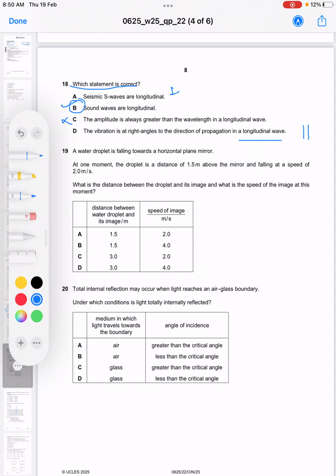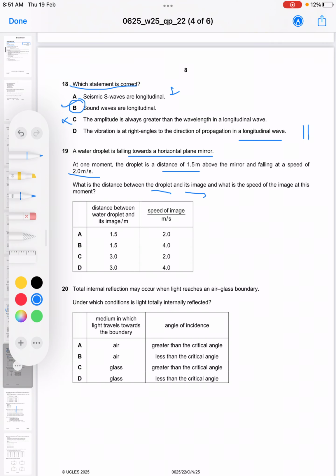Question number 19. A water droplet is falling down towards a horizontal plane mirror. At one moment, the droplet is 1.5 meters above the mirror, falling at the speed given. Speed is also given. What is the distance between the droplet and the image, and what is the speed of the image of this movement?